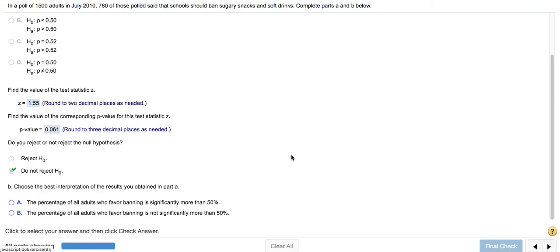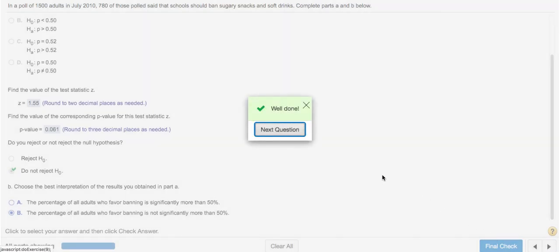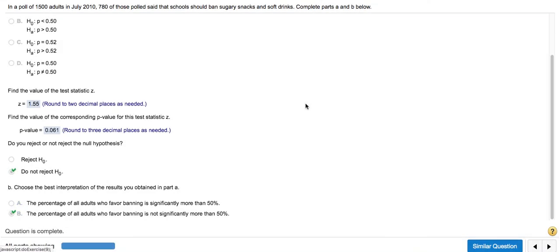So the last part here says choose the best interpretation of the results you obtained in part A. So two options. The percentage of all adults who favor banning is significantly more than 50%, or the percentage of all adults who favor banning is not significantly more than 50%. And we determined that it's not, so we're going to go with this. And that is it for this problem.